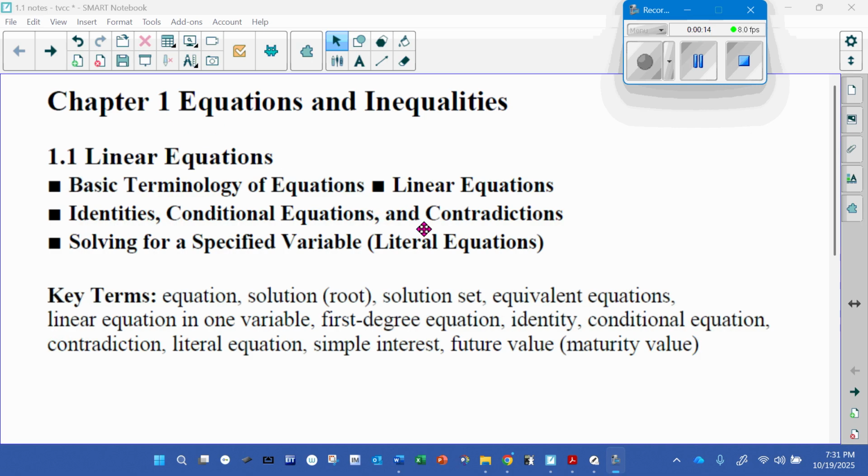We're going to look at our basic terminology, linear equations, identities, conditional equations, and contradictions, and then solving for a specified variable, literal equations. So terms you need to be familiar with are equations, solution, which are your roots, solution set, equivalent equations, linear equations in one variable, first degree equation, identity, conditional equation, contradiction, literal equation, simple interest, and future value or your maturity value.